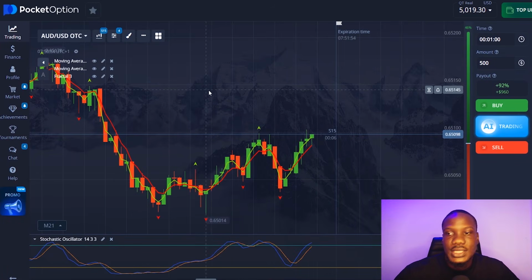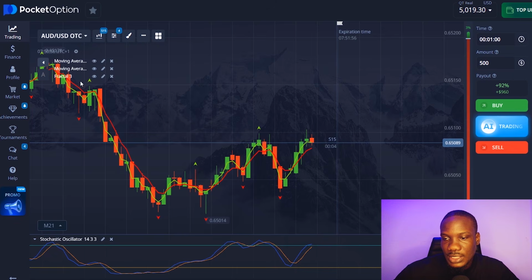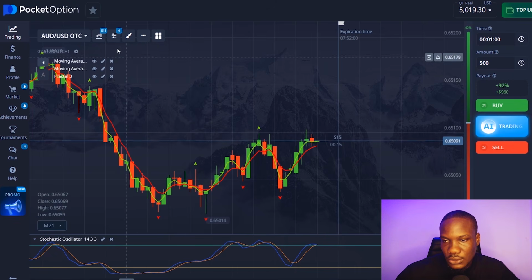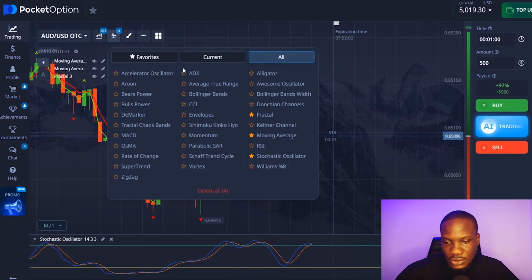So right here on the chart, I'm going to be using two moving average lines, one fractal indicator and one stochastic oscillator. So I'll come over to my indicator section. I'm going to use one fractal indicator, two moving averages and one stochastic oscillator.